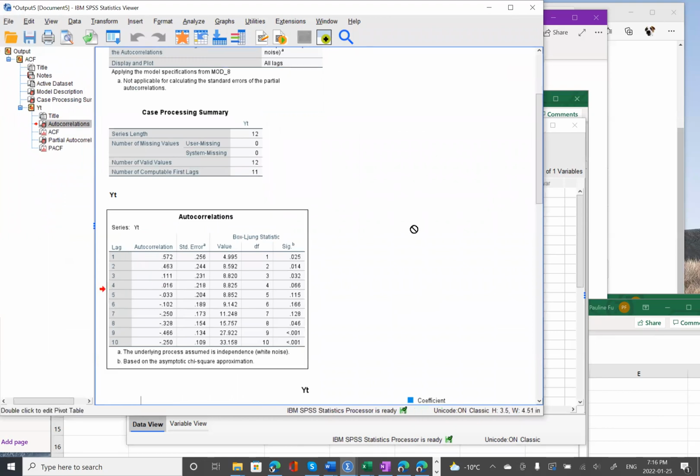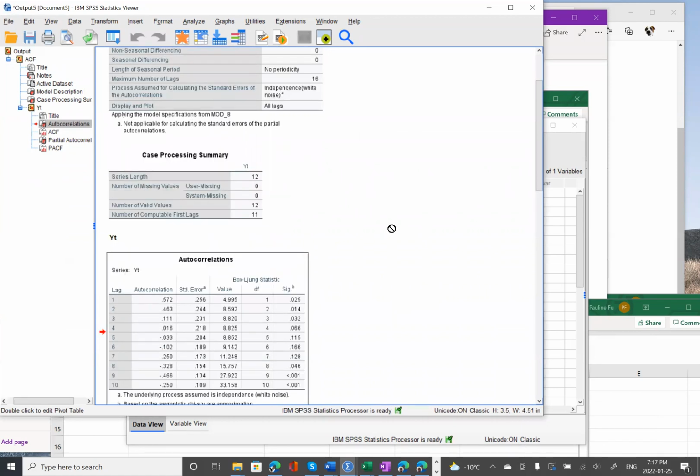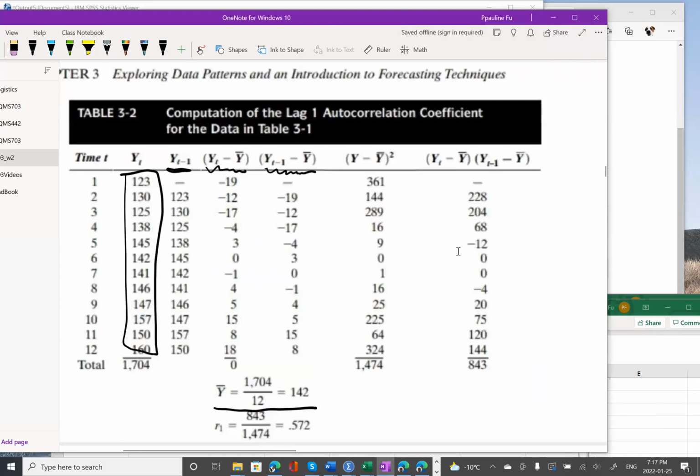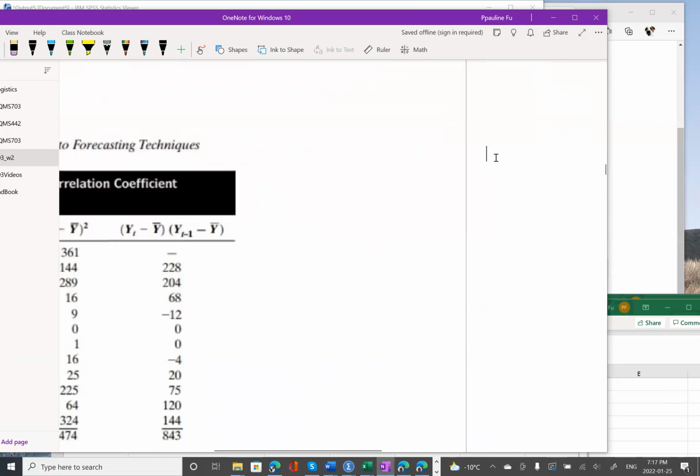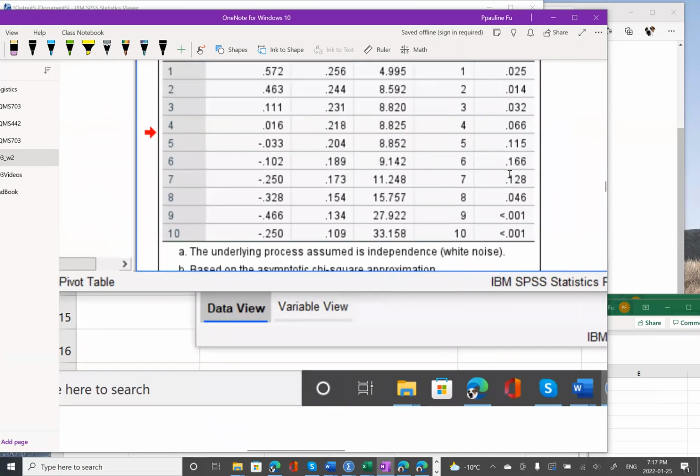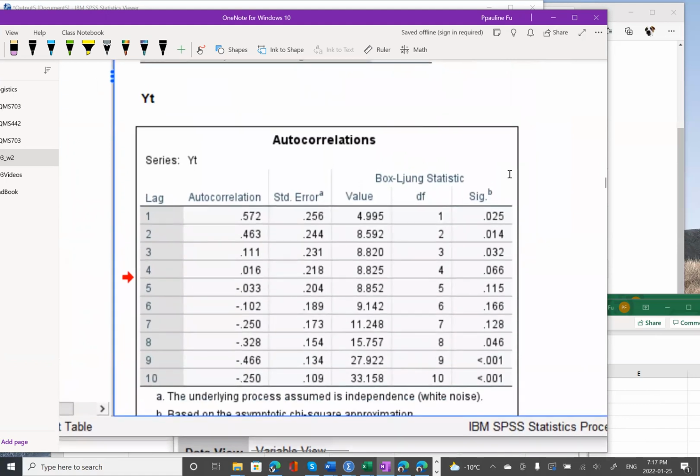I will copy this to OneNote because this part is important. I'll just copy the screen maybe. So this is the output from SPSS. This is your r1, which we just calculated by hand, 0.572. You can also calculate r2. It is 0.463. So using this method, you can directly get autocorrelation.